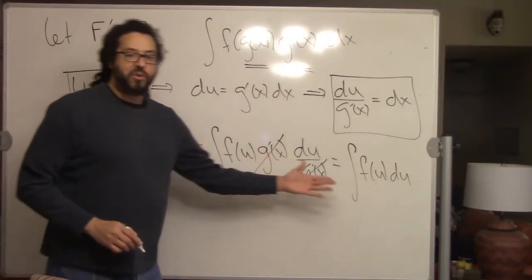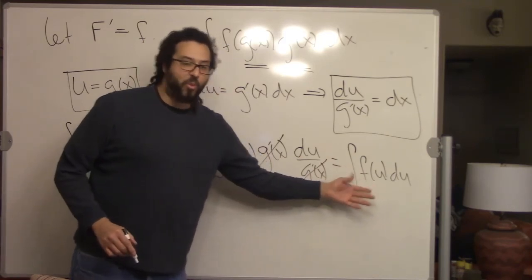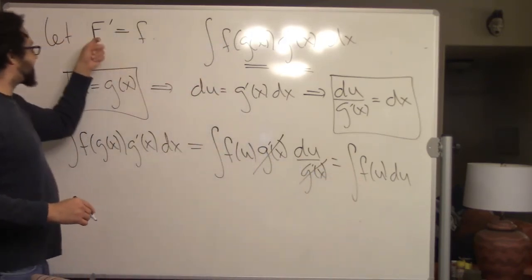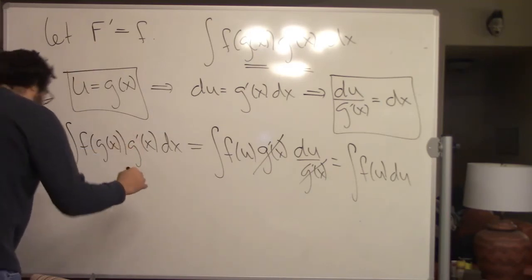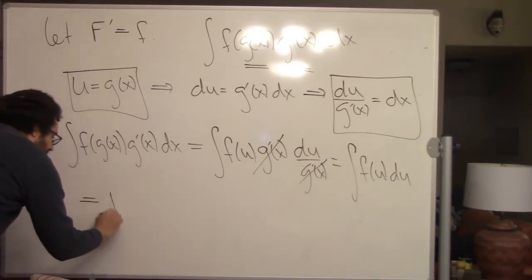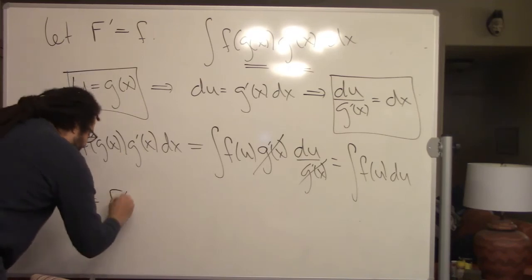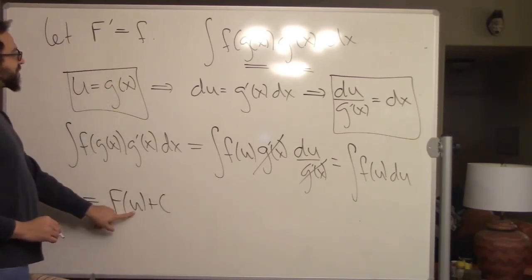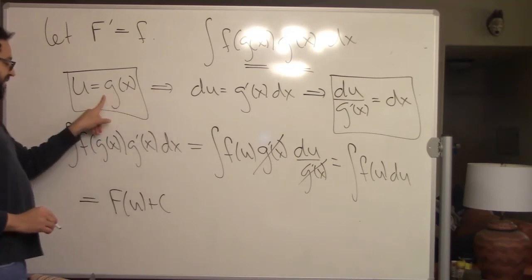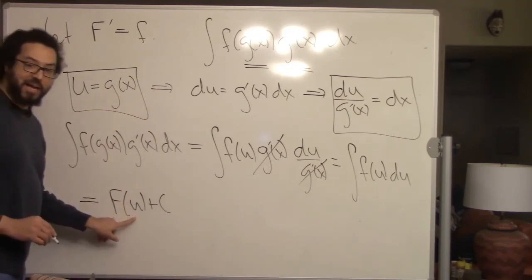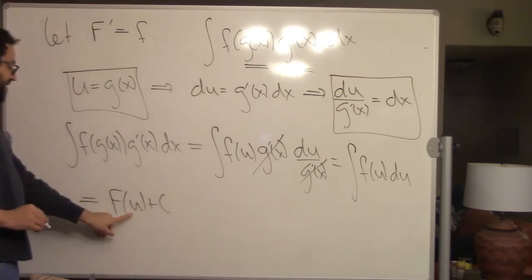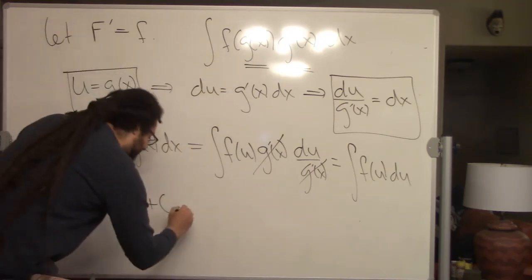So now that you've reduced this thing to a simpler form, we know what the antiderivative of this simpler function is. It's just capital F. So now I know that this thing is equal to capital F of u plus c. What is u really equal to? Well, it's equal to g of x, so I want to write my answer in terms of x, in terms of the original variable. So this is F of g of x plus c.